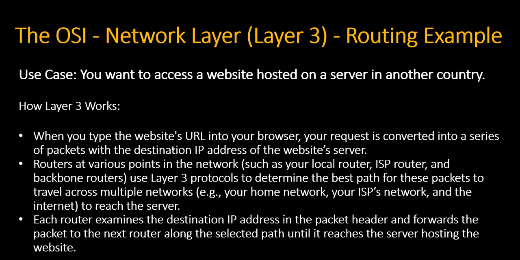Okay, now let's understand the use case, because if you understand the use case, there's no need to even memorize. It is easy to understand the whole concept of the network layer. Use case: you want to access a website hosted on a server in another country. Simple use case, and we do it regularly. So how will layer 3 work? Whenever we type the website URL into the browser, the request is converted into a series of packets with the destination IP address of the website server.